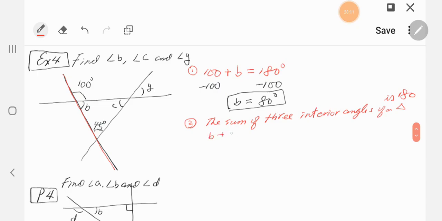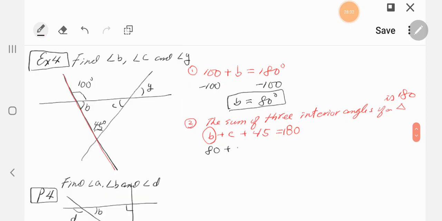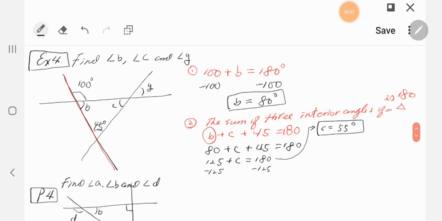So B plus C plus 45 is equal to 180. Right, 180. And from this, we already found B, right? So let's replace this B. So B is 80 plus C plus 45 is equal to 180. Then this is equal to 125 plus C is equal to 180. Then minus 125 each side, right? Okay, so from here, C is equal to 55 degrees. So we found the measure of angle C, which is 55, right?